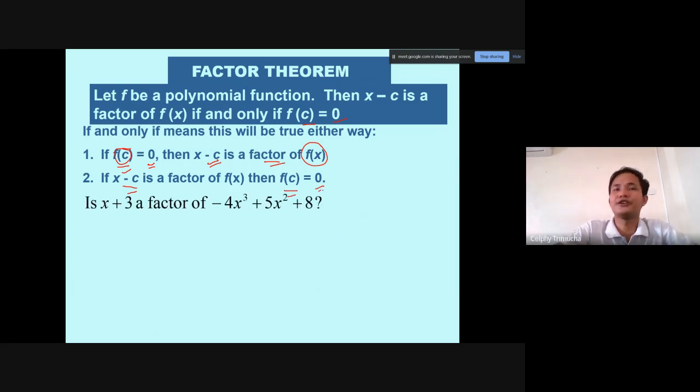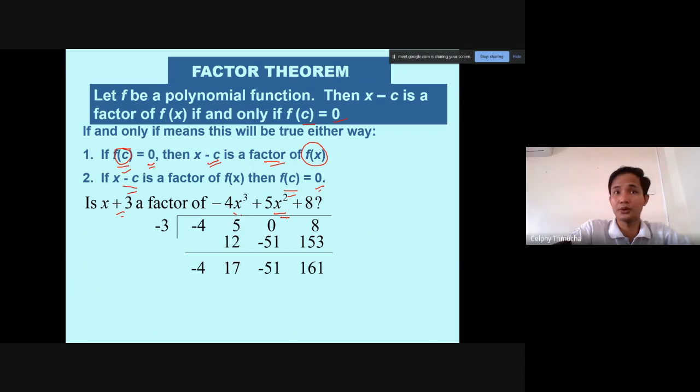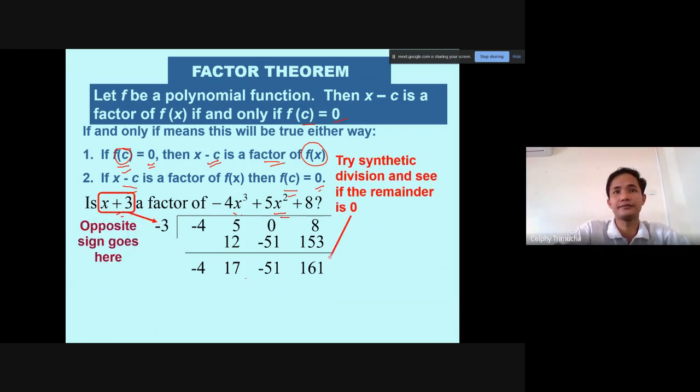So, for example, identify if x plus 3 is a factor of a certain equation, negative 4x cubed plus 5x squared plus 8. So, we have to identify if it is a factor. So, what we have to do, performing synthetic division, we just change the sign here, so we have negative 3. So, by synthetic division, we come up with a remainder of 161. So, it means it's not a factor of the equation.